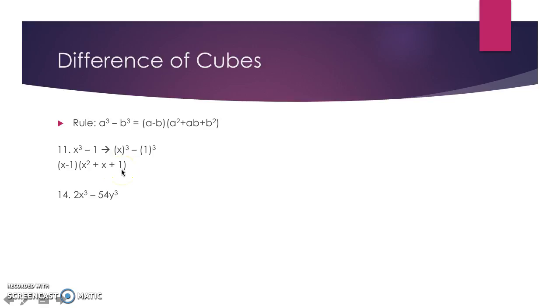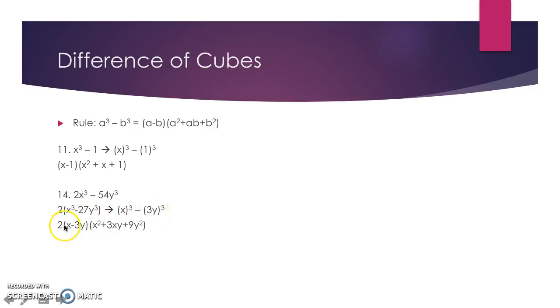Number 14, we have 2x cubed minus 54y cubed. So I know that I can factor out first a 2 from both of these. So I go ahead and factor out a 2, and I'm left with x cubed minus 27y cubed. I want to get down to the perfect cubes. Well, x cubed is x to the third power, minus, and then 27, well, 3 times 3 times 3 equals 27, so it'll be 3y cubed.